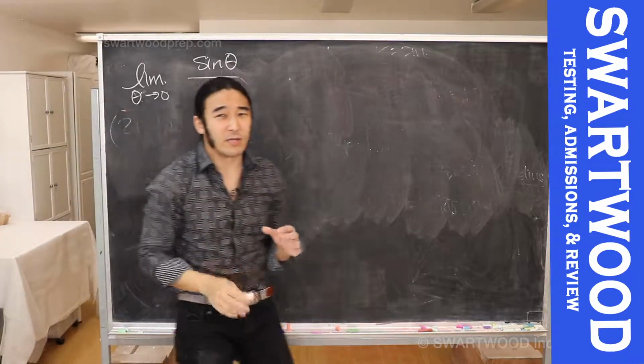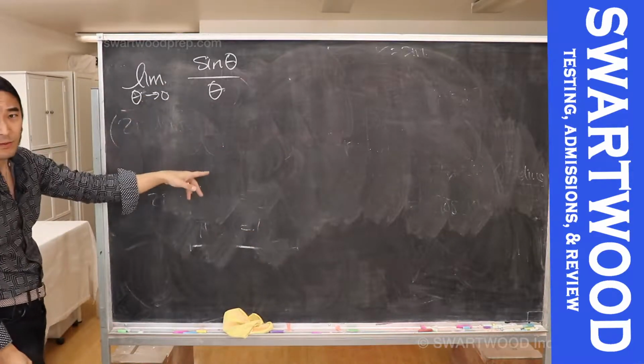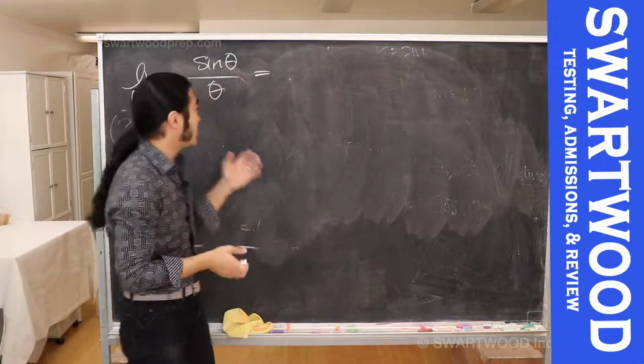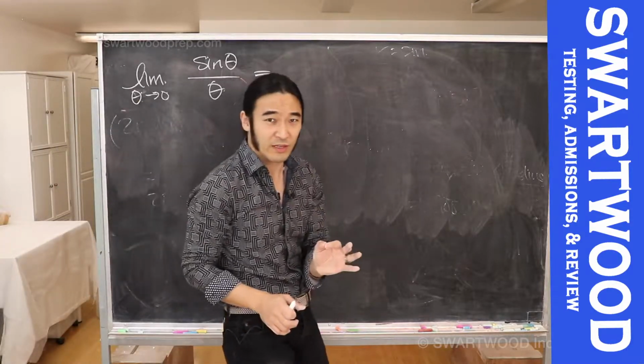Okay, so what I want to do now is look at a special trig limit, and this special trig limit is sine of theta over theta as theta approaches 0. And if you want to see that formal version, you can go to the MAD videos. But for this version, I just want to keep it really mellow and try to do it intuitively, okay?